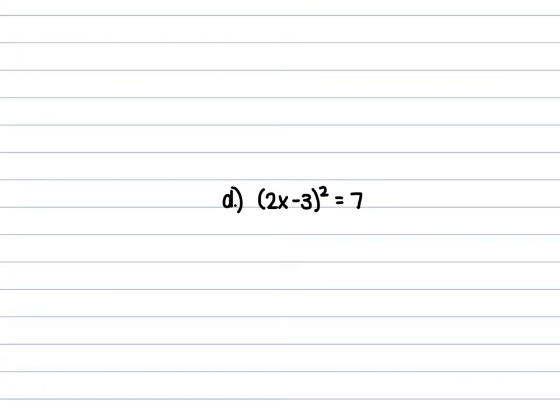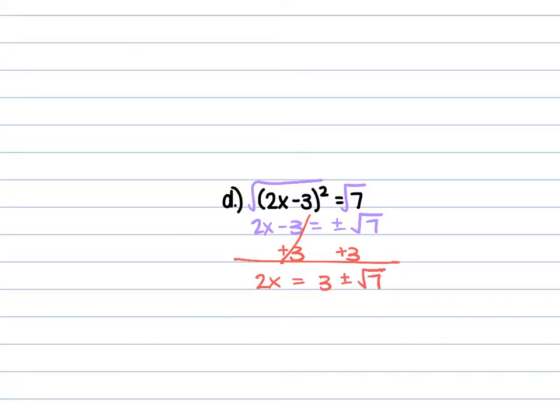For D, we have 2x minus 3 squared is equal to 7. So same thing. We're just going to take the square root of both sides. So we have 2x minus 3 is equal to the plus or minus square root of 7. We are going to move that 3 over by adding it to both sides. So 2x is equal to 3 plus or minus the square root of 7. Then we're going to divide each side by 2. So we have x is equal to 3 plus or minus the square root of 7 all over 2.